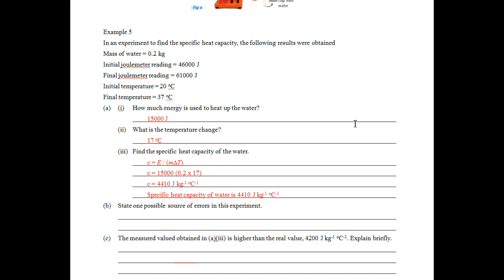Part B. State one possible source of error in this experiment. Well, in this case, even though we use a polystyrene cup to do this experiment, energy is still lost to the surroundings. By the way, some energy is also lost to the stirrer, the thermometer, and the polystyrene cup.